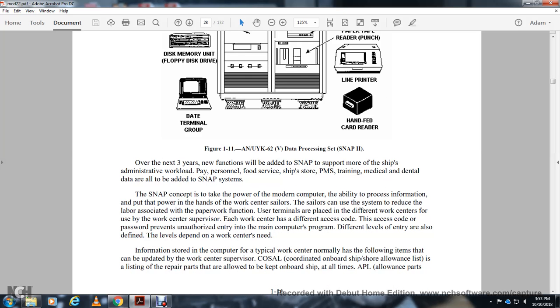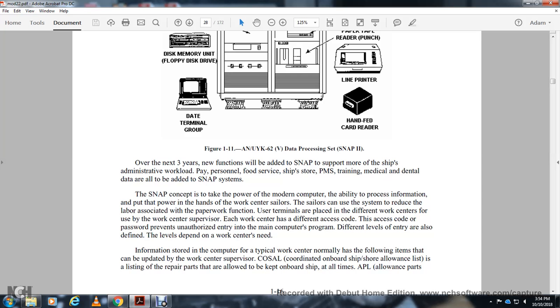Over the next three years, new functions will be added to SNAP 2 to support more of the ship's administrative workload: pay and personnel, food service, PMS, training, medical, and dental. The concept of SNAP is to take the power of the modern computer, with its ability to process information, and put it in the hands of the work center sailor, who can use the system to reduce the labor associated with paperwork. The terminal can be used for different work centers.